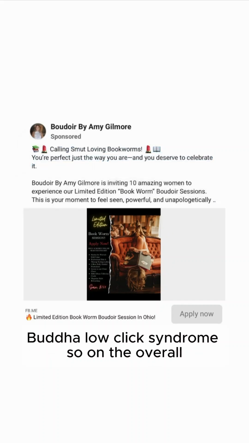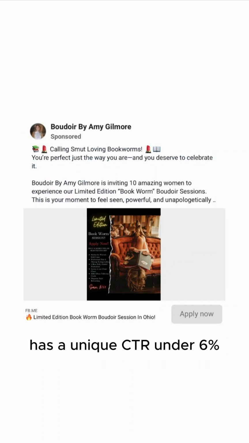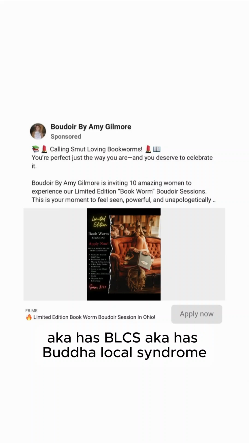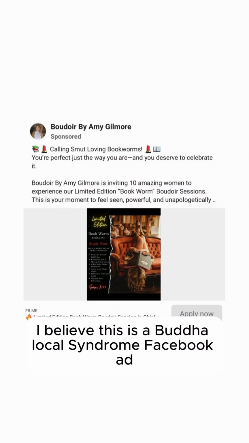So, overall, do I believe this Boudoir Facebook ad has a unique CTR under 6%, aka has BLCS, aka has Boudoir low click syndrome? Yes, I believe this is a Boudoir low click syndrome Facebook ad.